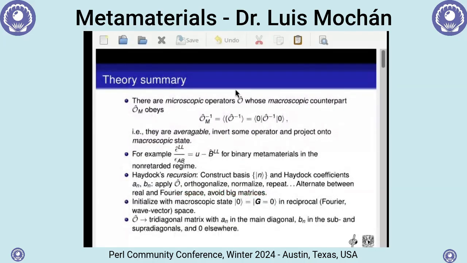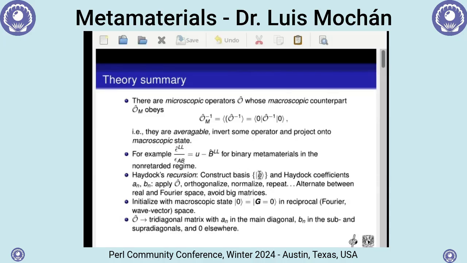Okay, so this is the summary of our theory. We have microscopic operators, and we are looking for a macroscopic operator whose inverse is just the average of the inverse of this microscopic operator. We have, for example, the macroscopic dielectric function given by the inverse of u minus the longitudinal projection of the characteristic function.